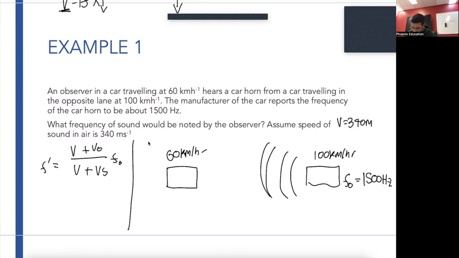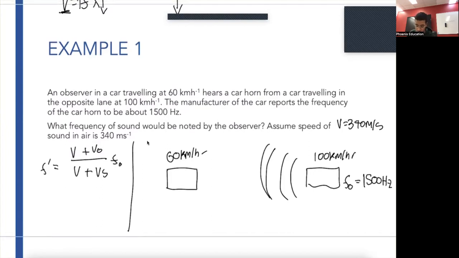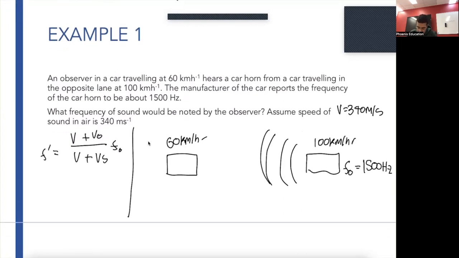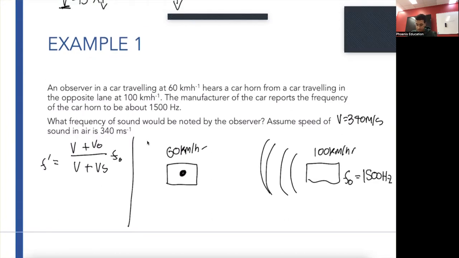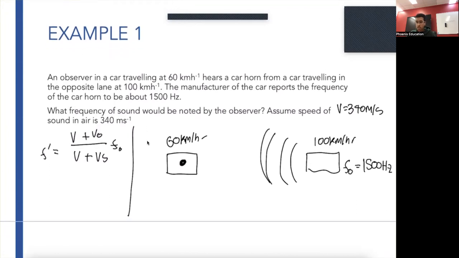So we're just writing all our information down, and then we're going to properly try and interpret the question. What frequency of sound would be noted by the observer? So basically what we're trying to find is the observed frequency from this observer over here, from the car traveling at 60 kilometers per hour. Okay. And an important thing to do in these types of questions is to assign a direction. All right. So this car is traveling to the right, and this other car traveling at 100 kilometers per hour is traveling to the left.